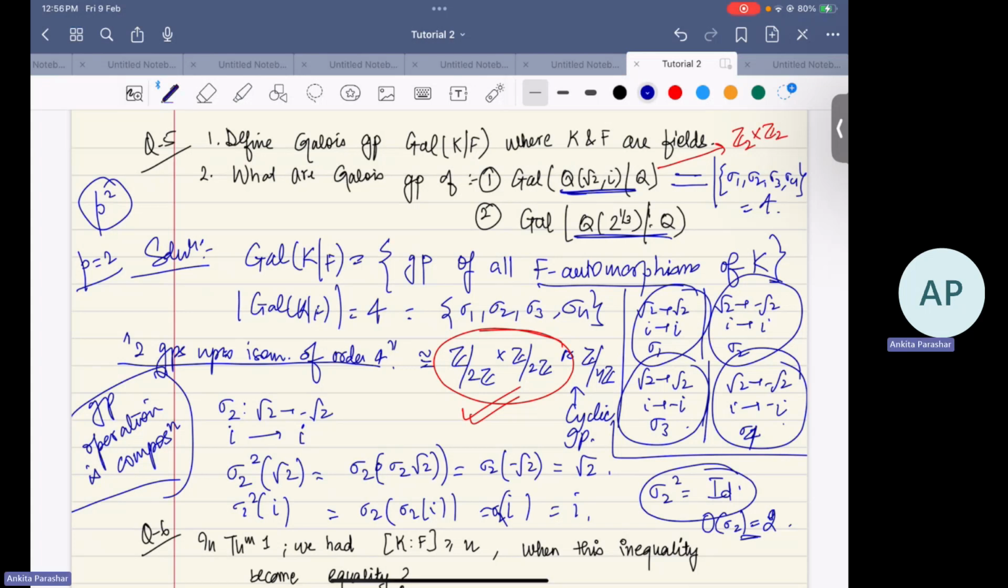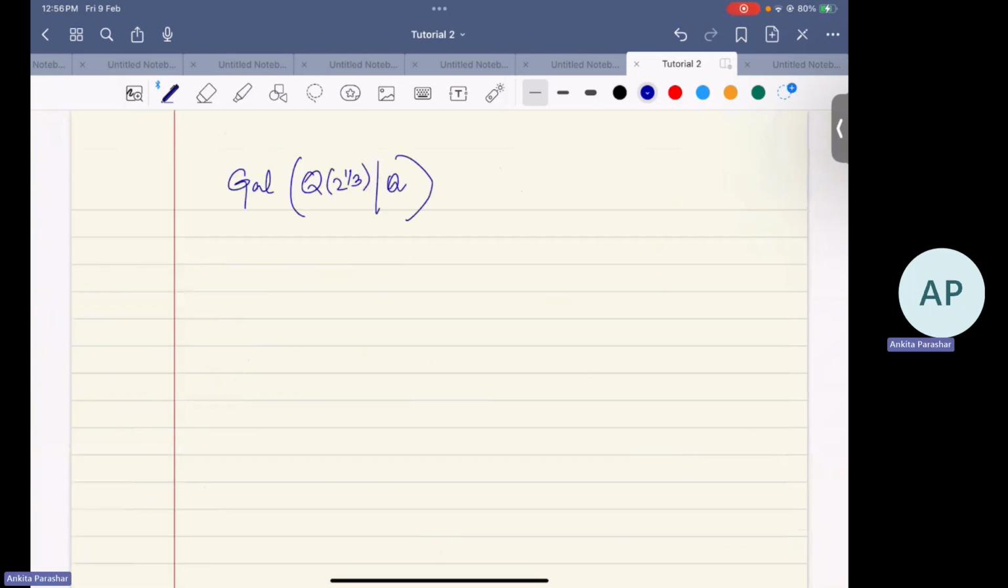Let's look at this other group. This is Q(2^(1/3)) over Q. Add one more page. We want the Galois group of Q(2^(1/3)) over Q, the Galois group of A over F, which is the group of all F-automorphisms of A.